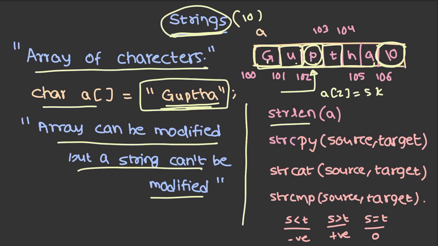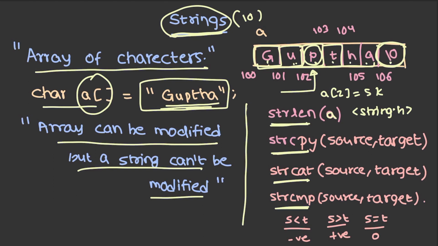There are some library functions that are related to strings. String length, string copy, string concatenation, string compare. All of these are present in the string.h header file. Now, if I want to get the length of this string, I can write it with the help of this library function, string length of a. This returns me the length of the string.